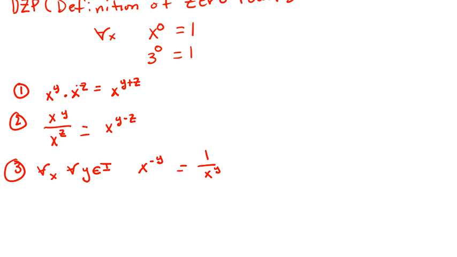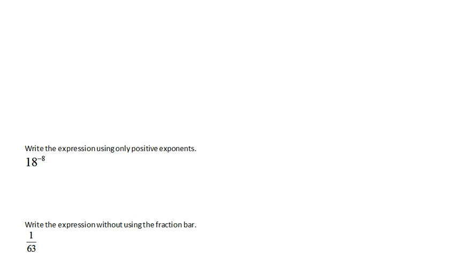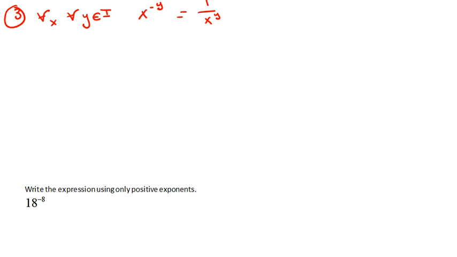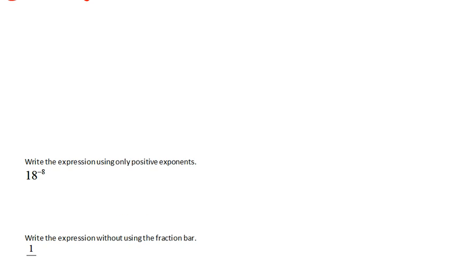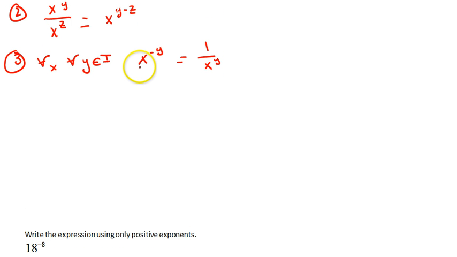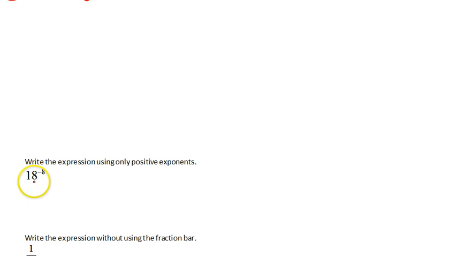Now let's try a few examples. Here's our first one. For this one, we have 18 to the power of negative 8. Well, if you remember our third law here, when you have a number to a negative exponent, you rewrite it as a fraction. So this is 18 to the negative 8. So I would rewrite this as 1 over 18 to the 8th power.